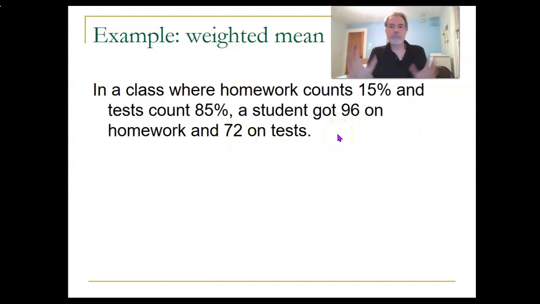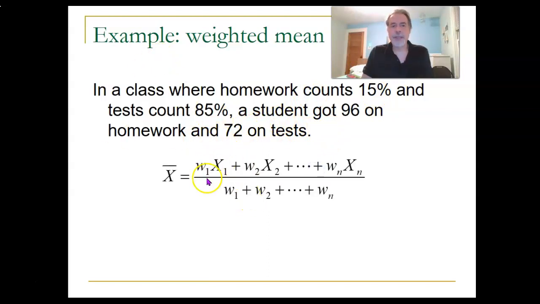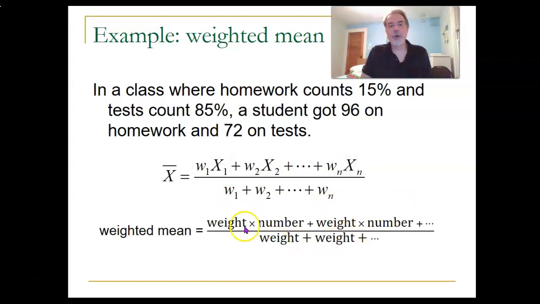So now that we know what we're dealing with here, let's actually calculate this. So how do we calculate it? This is that formula for the weighted mean. It means to take each weight times the number that goes with it, add those together, and then divide by what the weights add up to. So weight times number plus weight times number for however many numbers you have, divided by weight plus weight plus for however many of those you have.